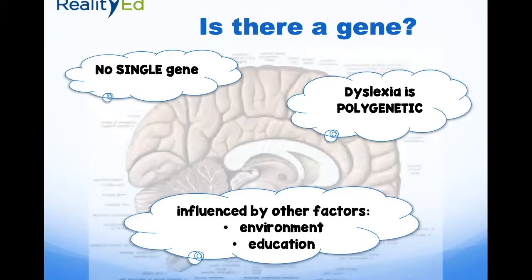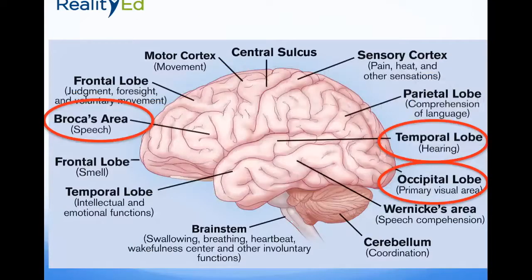Is this genetic? Yes, it's genetic. It's believed to be polygenetic, meaning there isn't a single gene. What's also tricky here is that the dyslexia, the way it presents itself, is influenced by a number of other factors, both environmental and educational. So students may have a genetic predisposition to dyslexia, but their environment, their education may have influences on whether or not their dyslexia becomes a mild, a moderate, or a severe impairment for them in their education.